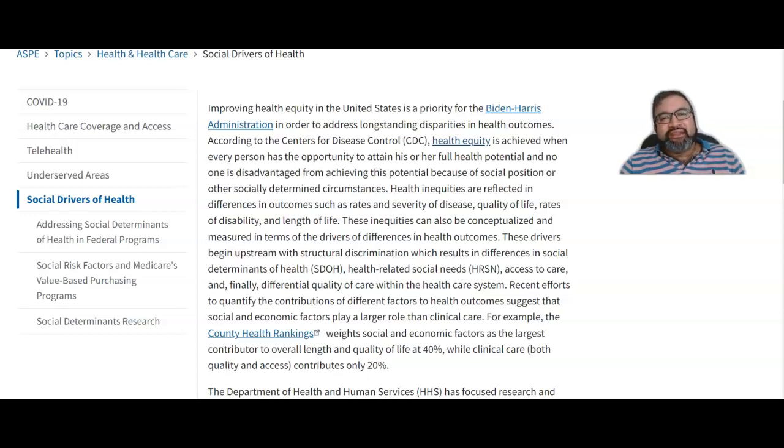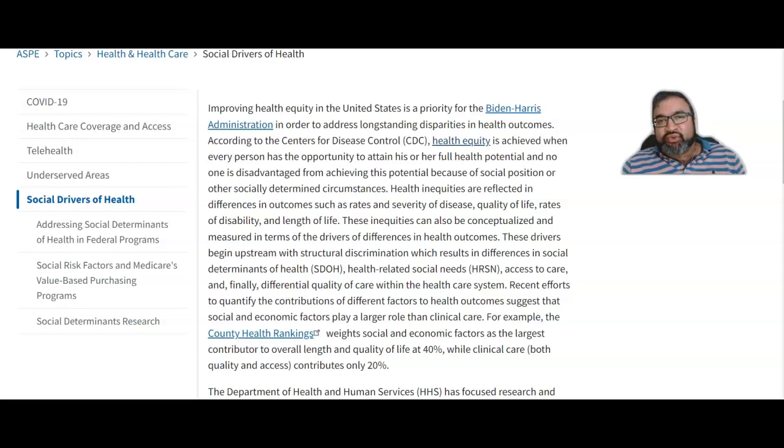And in this segment, I'm going to be going over something called social drivers of health. Now, this terminology I first came across in a heart and diabetes conference that I was able to attend in Philadelphia, PA. So I'm going to give you some pointers and tips to understand social drivers of health.